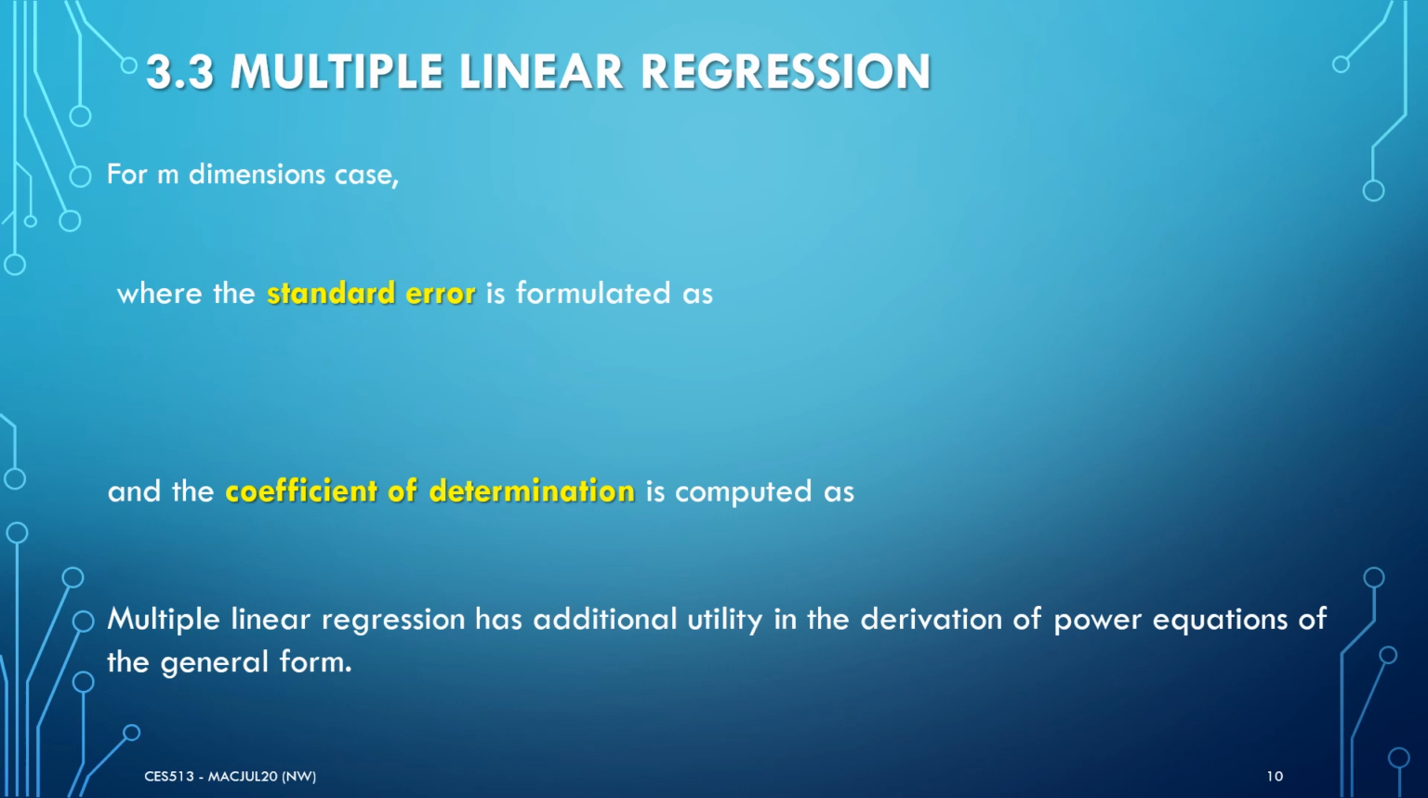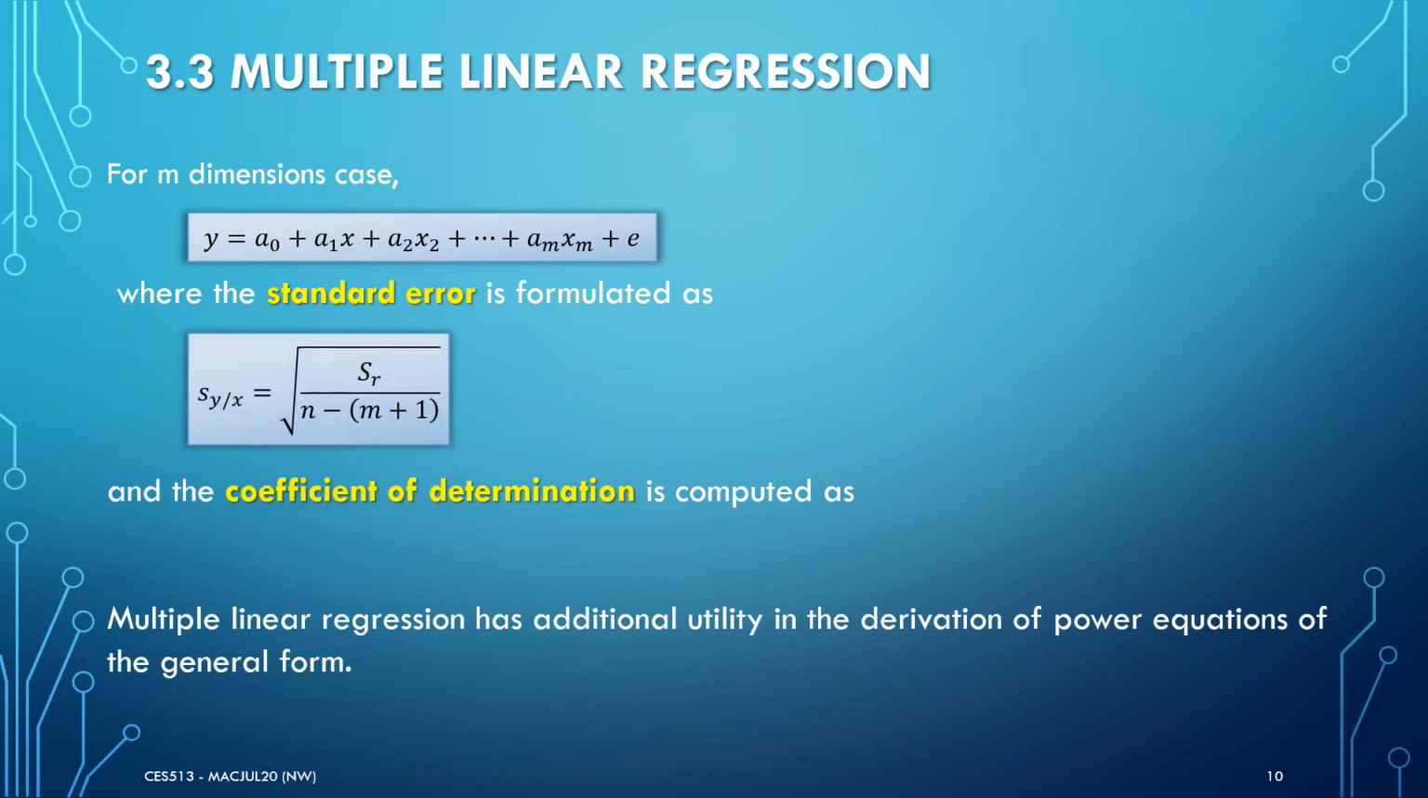So we can extend the 2-dimensional case to the mth dimension case as shown here, where y equals a0 plus a1x plus a2x2 plus and so on until amxm plus e, where the standard error is formulated as Sy/x equals the square root of Sr divided by n minus m plus 1. And the coefficient of determination can also be computed as previously, where r squared equals St minus Sr divided by St.